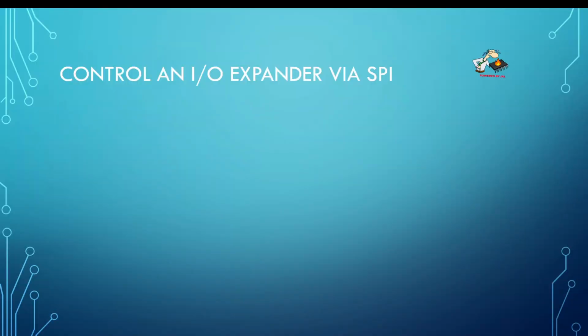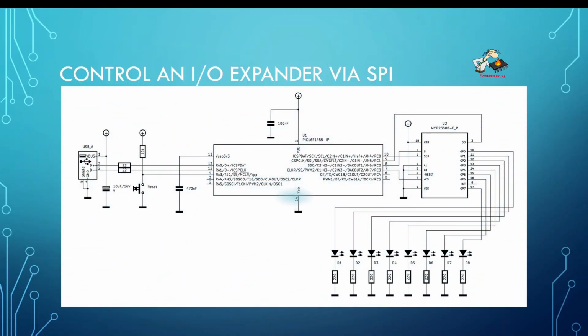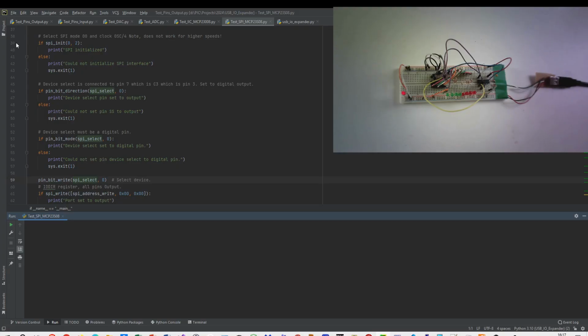Controlling an I/O expander via the SPI interface. This is a chip of the same family, but instead of the I2C interface it has an SPI interface. So this demonstration will show the functionality of the SPI interface. And you may wonder if you have a déjà vu, because I have connected again an 8-bit I/O expander to this USB I/O expander, only now one with an SPI interface.